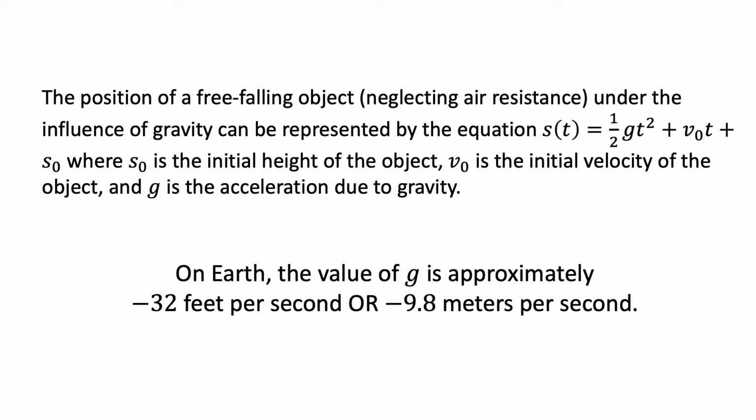In general, the position of a free-falling object, neglecting air resistance, under the influence of gravity can be represented by the equation s of t, our position equation, is equal to 1/2 g times t squared plus v sub 0 times t plus s sub 0, where s sub 0 is our initial height of the object, v sub 0 is the initial velocity of the object, and g is the acceleration due to gravity. On Earth, the value of g is approximately negative 32 feet per second squared or negative 9.8 meters per second squared, so we just want to pay attention to the units that we are given in each problem.